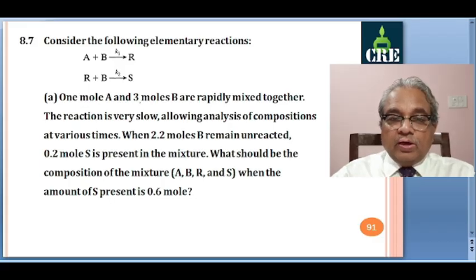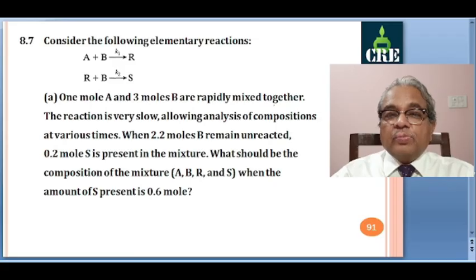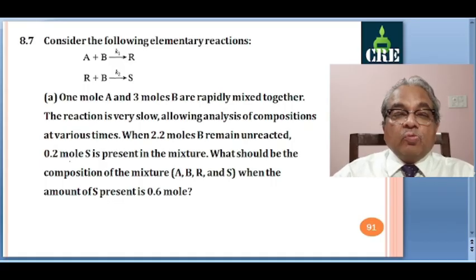1 mole of A and 3 moles of B are rapidly mixed together. The reaction is very slow, allowing the analysis of decomposition at various times. When 2.2 moles of B remain unreacted, meaning 0.8 is reacted, 0.2 moles of S is present in the mixture.